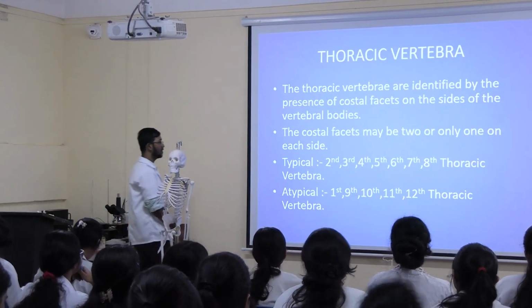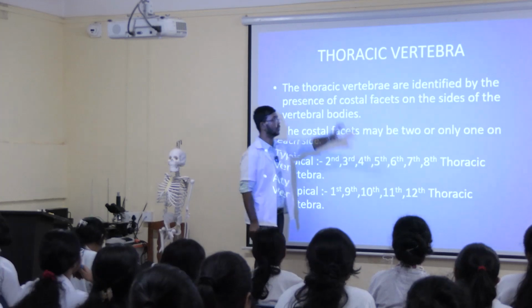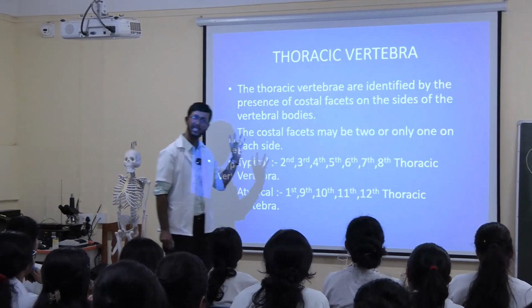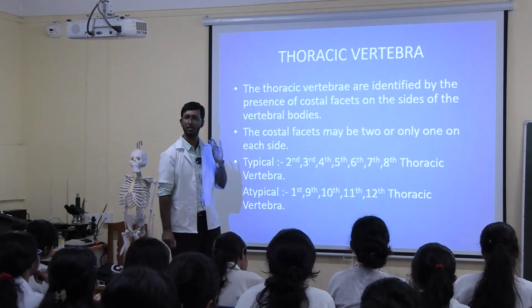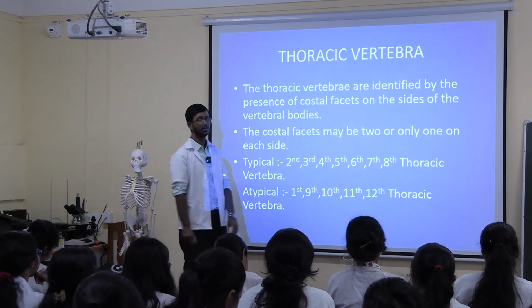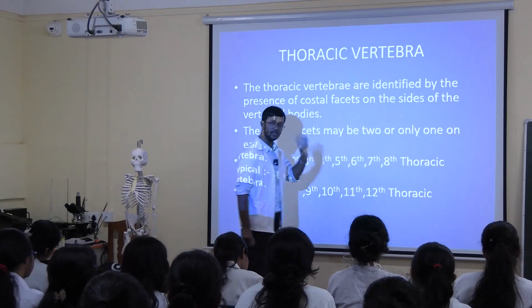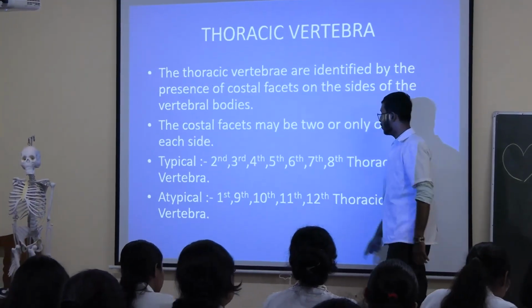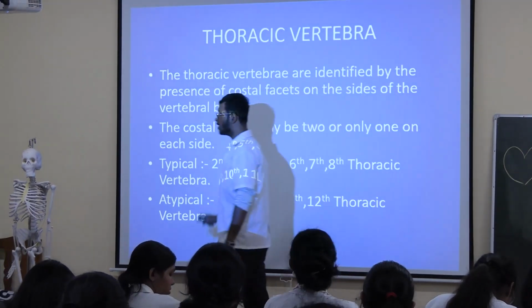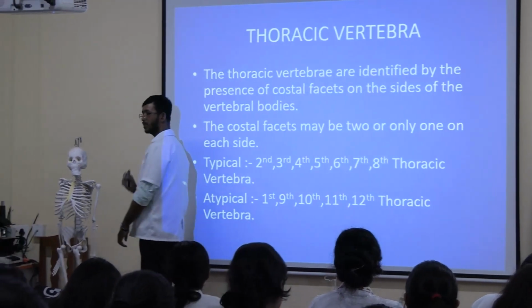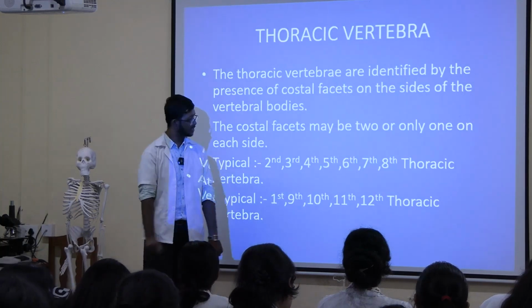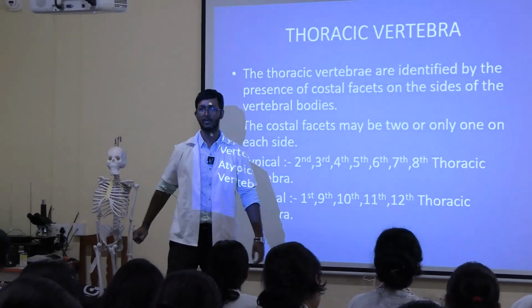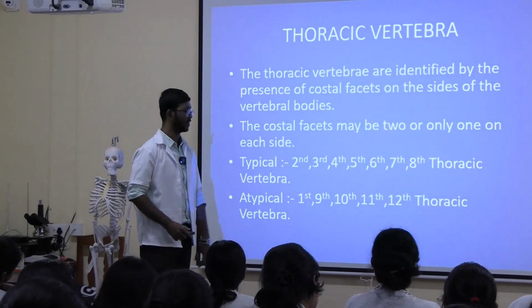The typical vertebrae are from the 2nd to 8th thoracic vertebra: 2, 3, 4, 5, 6, 7, 8. These are our typical thoracic vertebrae. And the atypical thoracic vertebrae are T1, T9, T10, T11 and T12. Why is T1 atypical? Because it has certain features of cervical vertebra. Similarly, these also have certain features of our lumbar vertebra. That is why these are atypical vertebrae.